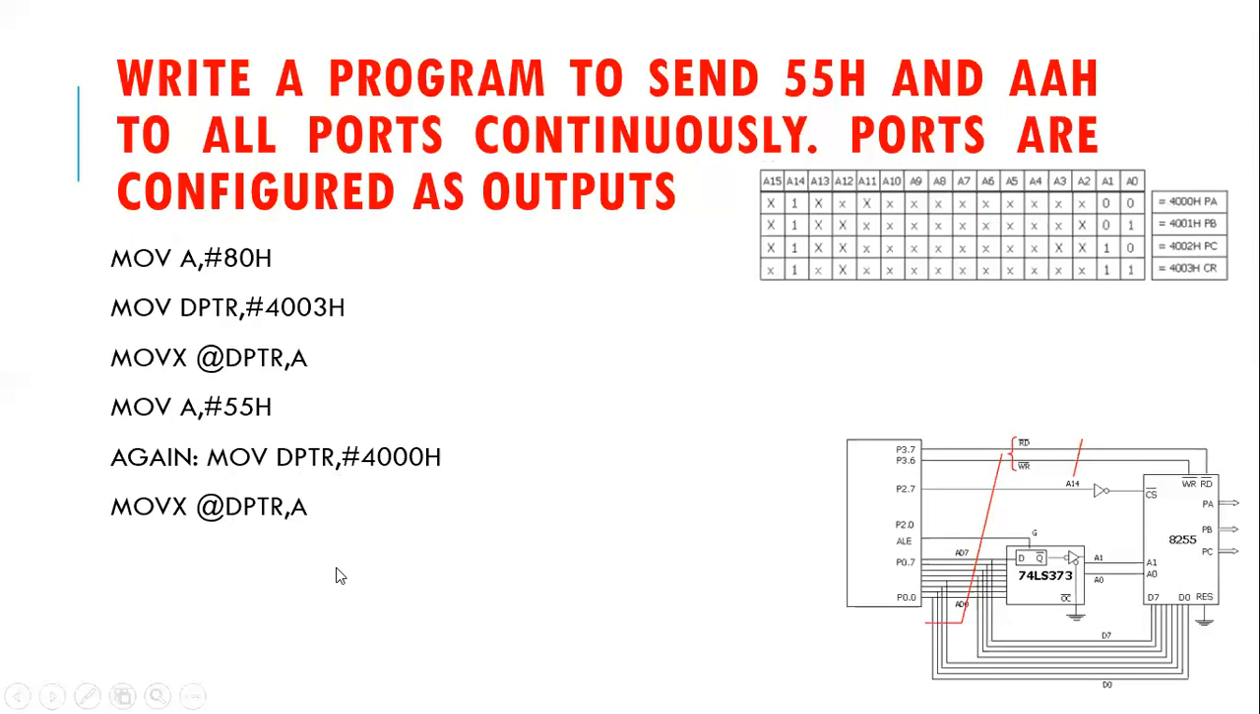Then, if we want to go to the next port, it is just an increment of 1. We increment the DPTR, and as we increment it, it becomes 4001. Then whatever is in A, we move to the address pointed by DPTR. DPTR is now pointing to 4001, so the content of A is moved to the address 4001. What is in A? That is 55H. Similarly, for port C also, we increment DPTR and get 4002.